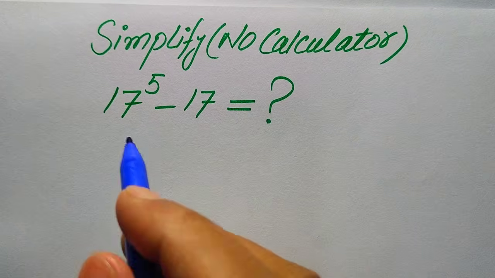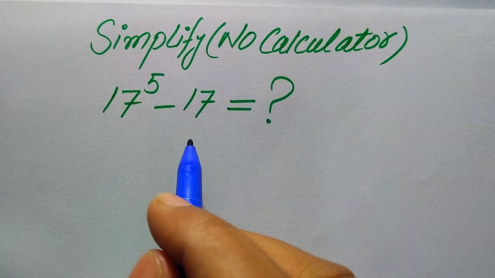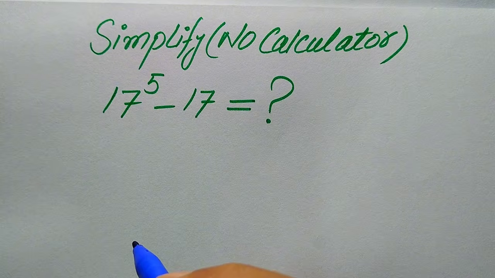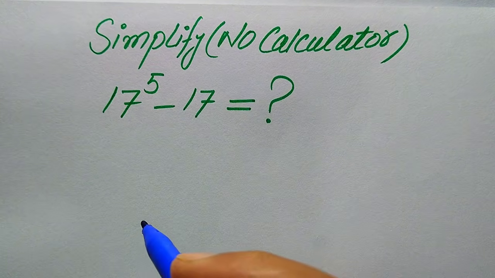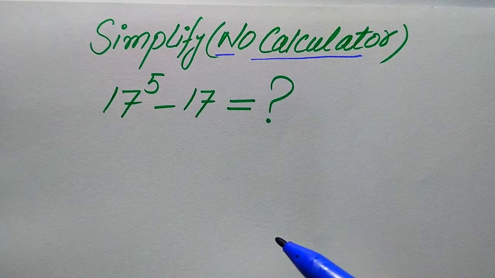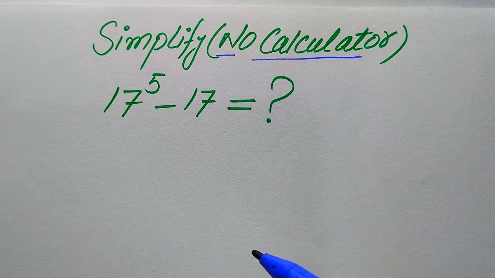So if we have 17 to the power of 5 minus 17 and we write this algebraic expression into the simplified form, but here you remember one thing is that calculator is not allowed in this problem. This means that we need to show all of the working on this paper.